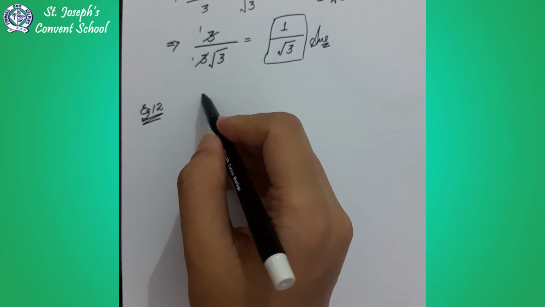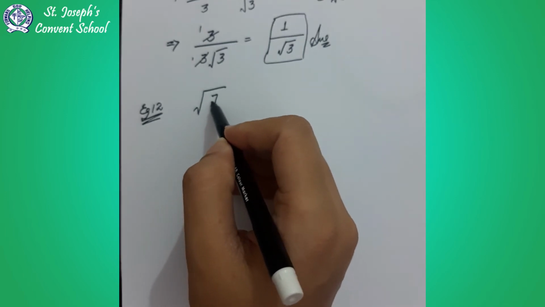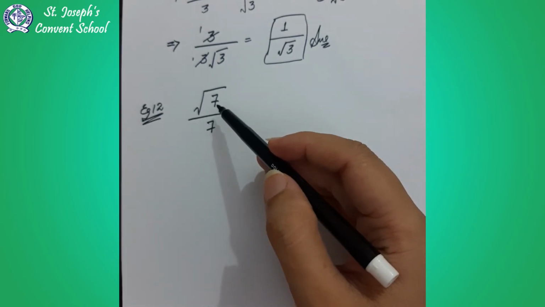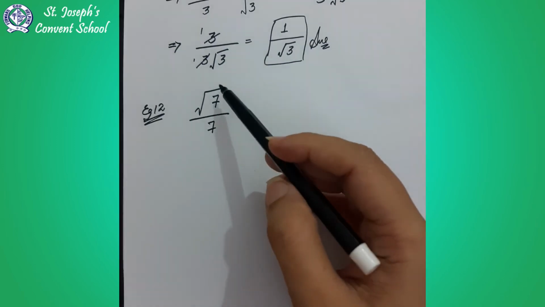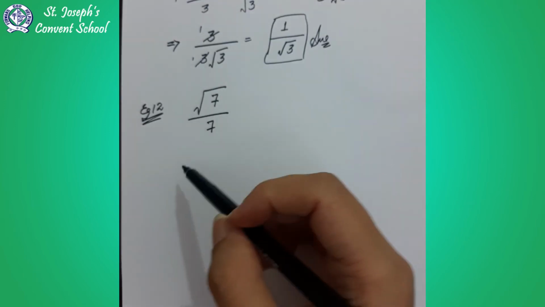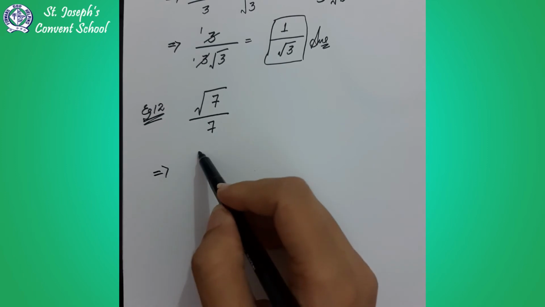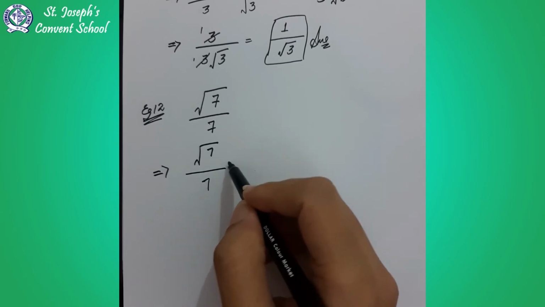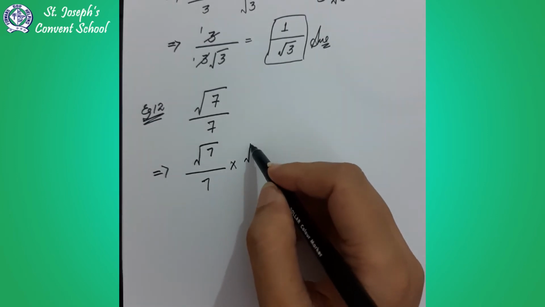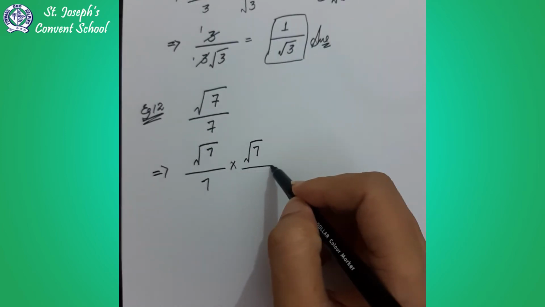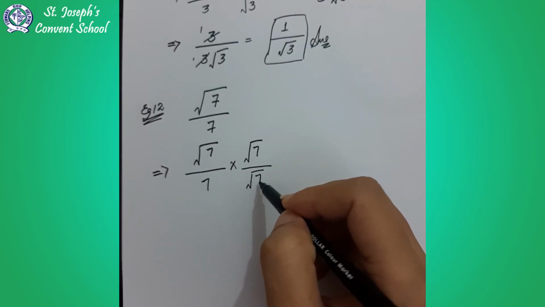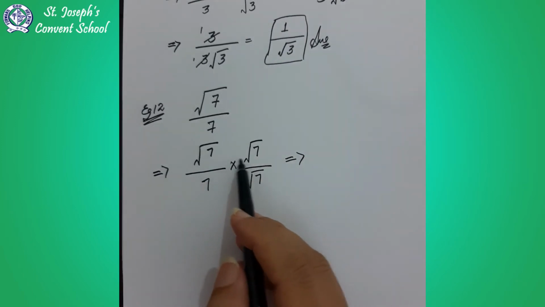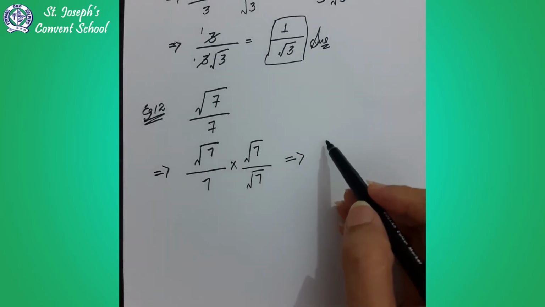One more example of this type. Suppose it is under root 7 upon 7. Again you can see the terms are the same, the root is given on the numerator. So what we do, we multiply and divide by the root. Write the question, root 7 upon 7, multiply and divide by the root 7. Same way, numerator into numerator, both are in root sign, so you will write them in one root.